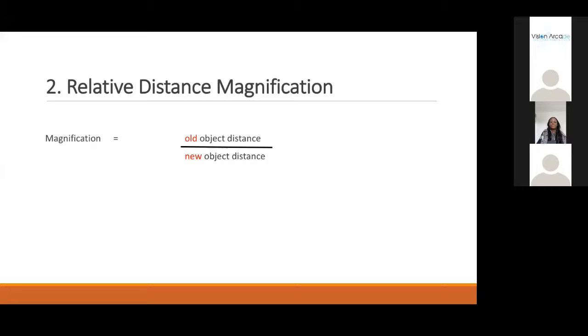Moving on to relative distance magnification, this is the simplest way to increase magnification, and it's to reduce the viewing distance. If you have a patient who's watching TV at 3 meters and they move closer to it, or the TV is brought in nearer to them, and they're only about 2 meters away, that gives them 1.5 times the magnification now.